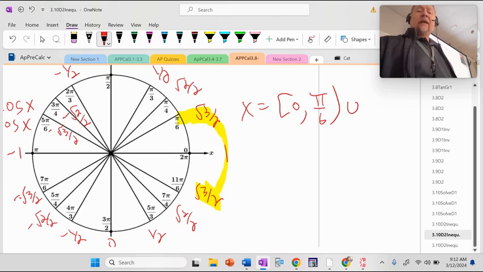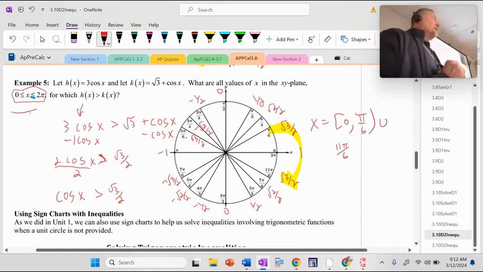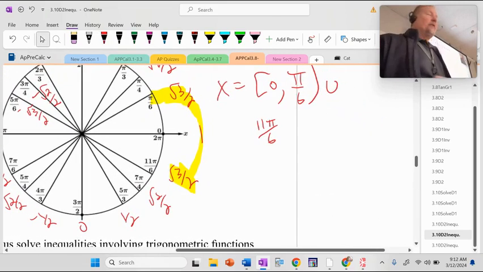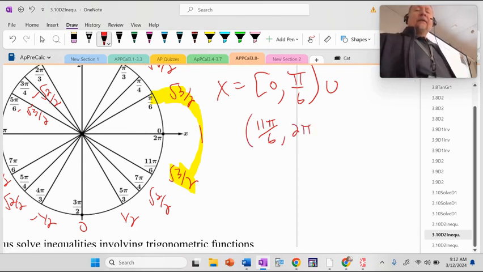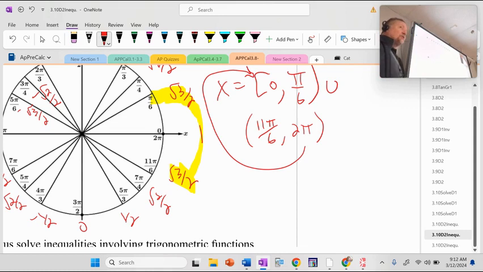11 pi over 6 is in this interval. It fits between 0 and 2 pi. You have to think of a number line. And what do I put on that, a bracket or parenthesis? It's a parenthesis because of the inequality. And this might blow your mind, but this should be a parenthesis because this is a redundancy. 2 pi is 0. It's coterminal. You're writing the answer twice, and they don't usually like that in math. That's why I don't think that should be an equal sign on that 2 pi.